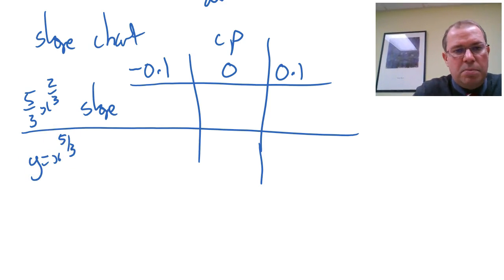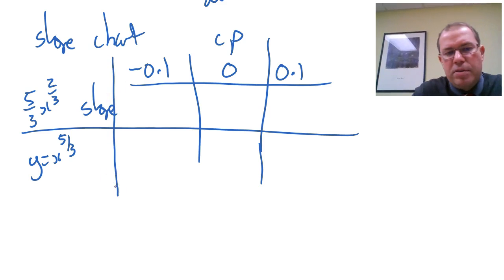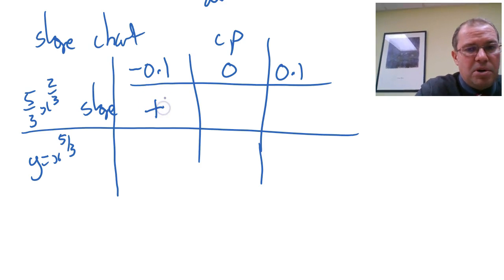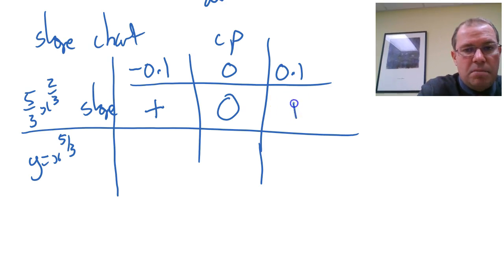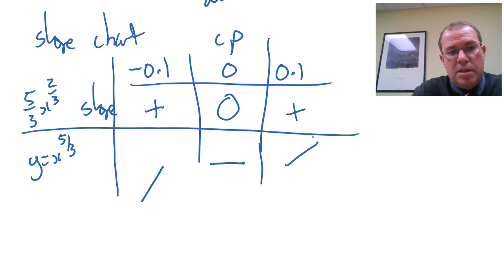So let's put minus 0.1 in, and actually I'm only interested whether it's positive or negative. When you put minus 0.1 in, you're going to square it, which will make it positive. Cube root, still positive. Times by 5/3, still positive. So clearly this is a positive number. When I put 0 in, we know that the slope is 0, that's our critical point. When I put 0.1 in, clearly 0.1 squared, cube root, times by 5/3, positive. So I know that the slope is positive, then the slope is 0, and then the slope is positive. So for the function.